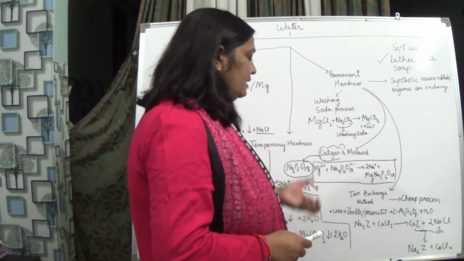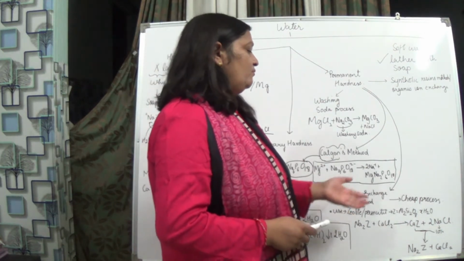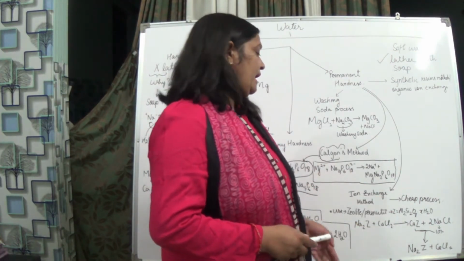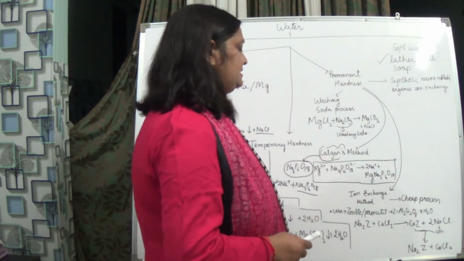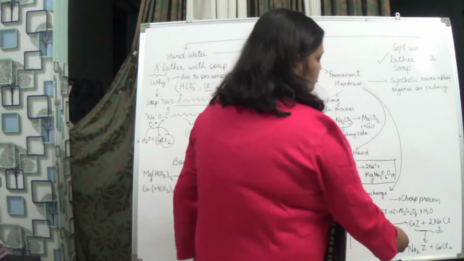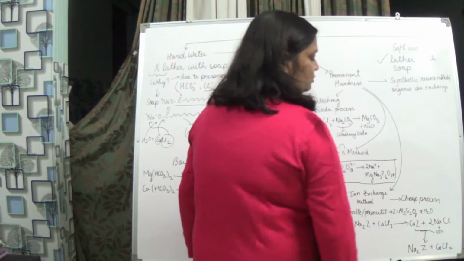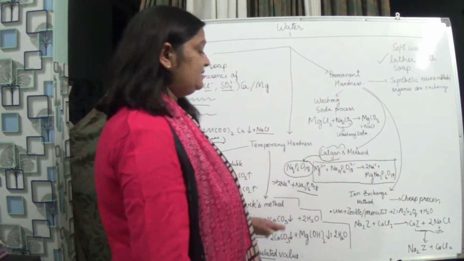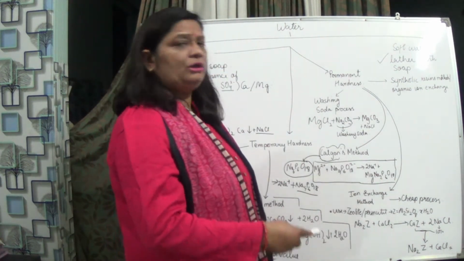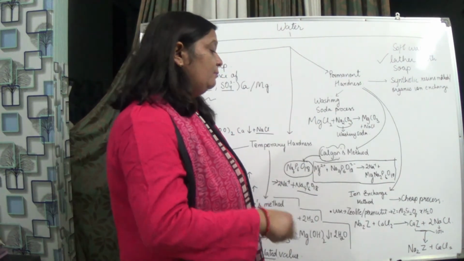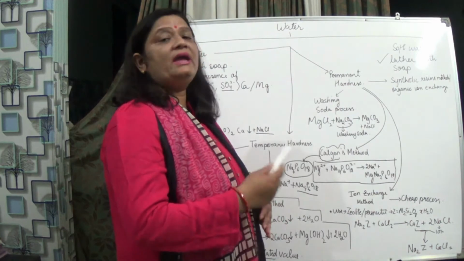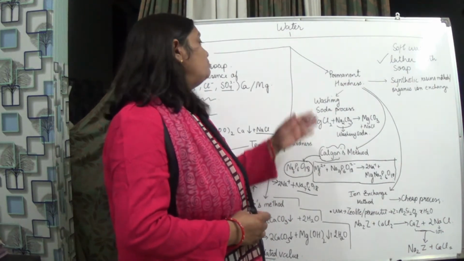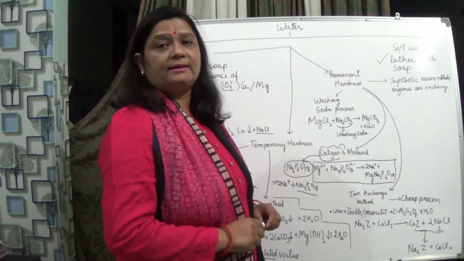For getting it back, we can use NaCl, and when it combines with NaCl, naturally it gives back to us Na2Z plus CaCl2, and this Na2Z can be reused again in the reaction to make the water soft and remove the permanent hardness.